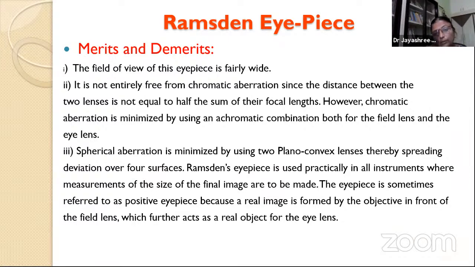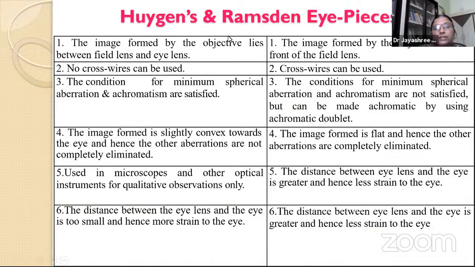Then an important feature is that it is also known as the positive eyepiece, because here the real image is formed by the objective in front of the field lens, which further acts as a real object for the eye lens. That's why it is the positive one, while in the case of Huygens it is the negative one, right? Now, these are the important features of this type of eyepiece. And what are the important comparative points? What are the differences between Huygens's eyepiece and Ramsden's eyepiece?